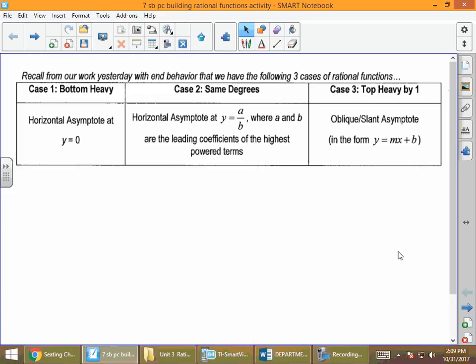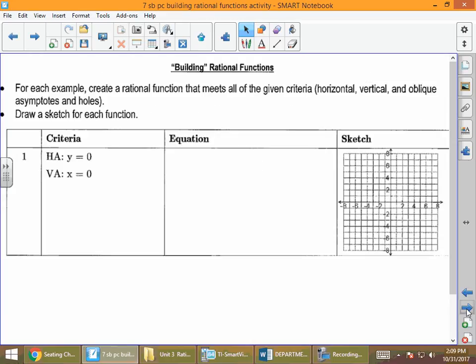But one last plea to you, if you haven't sat down and committed these three to memory. When you have a bottom heavy fraction, you're going to have a horizontal asymptote at y equals 0. If it's the same degree on the top and the bottom, then you're going to have y equals the coefficient from the highest degree on the top over the coefficient of the highest degree on the bottom. Y equals a over b. And then we will have an oblique if we have a top heavy function by a degree of 1. So I want to put that in our memories one more time as we look at this.